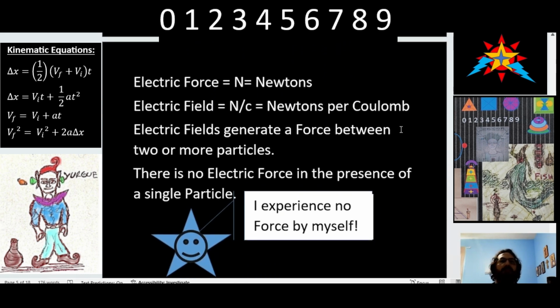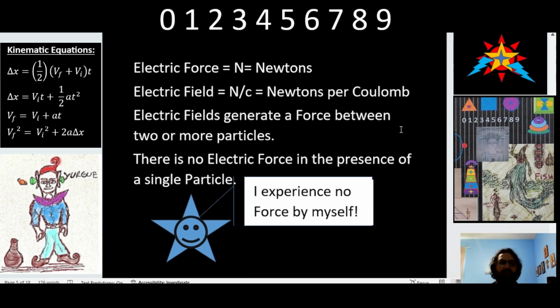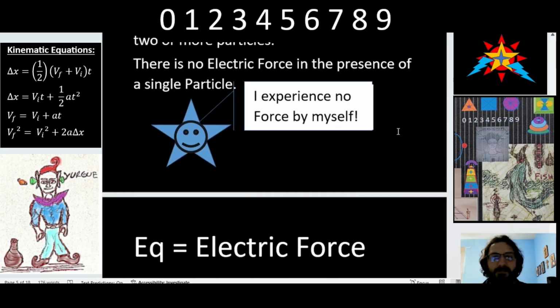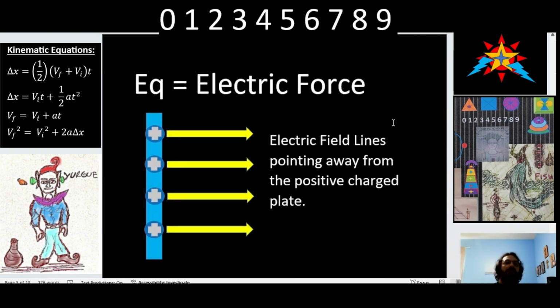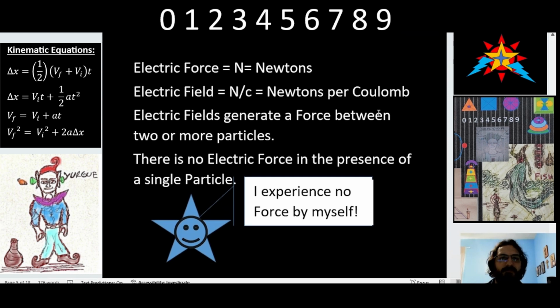But if you have an electric field and a particle, then there's a force. There's no electric force in the presence of a single particle. Here we have a particle saying, I experience no force by myself, because you will only experience a force if there's something besides yourself, something besides one particle, which causes the attraction or repulsion of them. If you take the electric field and multiply it times the charge, you get the electric force. Because electric field is newtons per coulomb, so if you multiply newtons per coulomb times coulomb, you get newtons, which is the force.